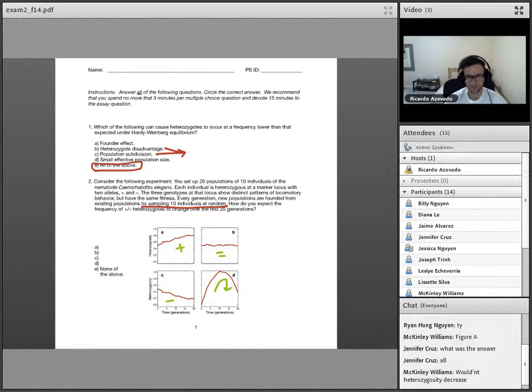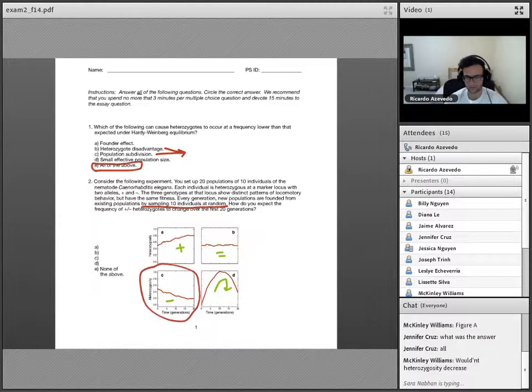I mean, the magnitude of this reduction of heterozygosity is going to be determined by the strength of drift, which is in turn determined by the population size. But in this case, it's pretty clear, since the other options are the ones that you wouldn't expect in a finite population. So C is the correct answer in this case.